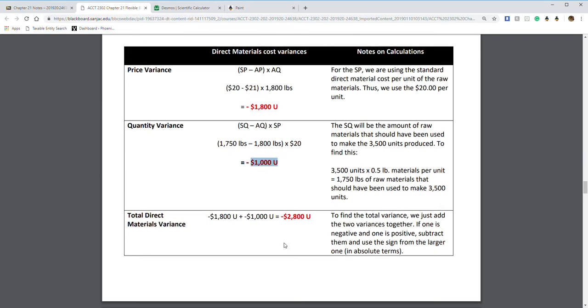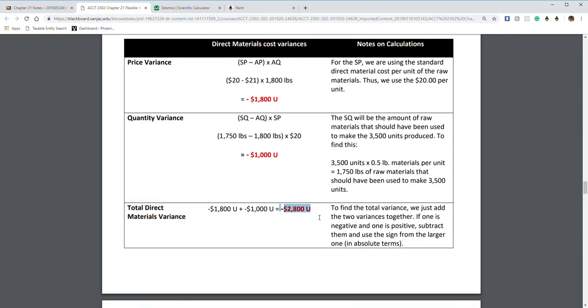So we really kind of lost $1,000 on this if we stuck to our standard. Again, not great. So when you get the question, what is the total direct materials variance? All you have to do is add your price plus your quantity. And so we have basically a negative 2,800. So, not good in ways. We got a lot of extra expenses. This is going to be a big thing to ask why. Why?